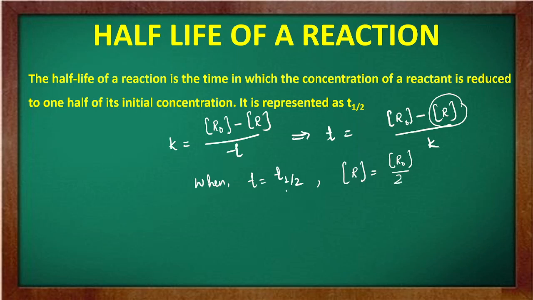Why R naught by 2? Because since the time taken is half, तो मतलब जितना हमने शुरुआत में लिया था उसका आधा हुआ है. तो ये सारे वैल्यूज इसमें पुट कर देते हैं. This is your equation 1.